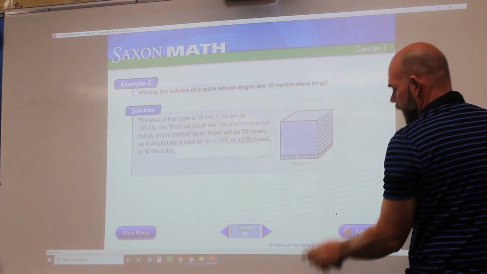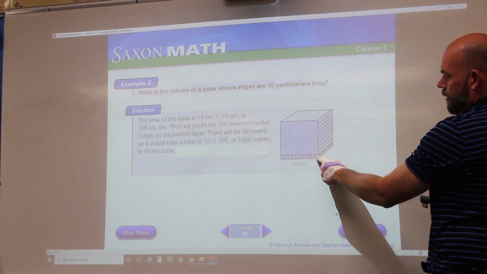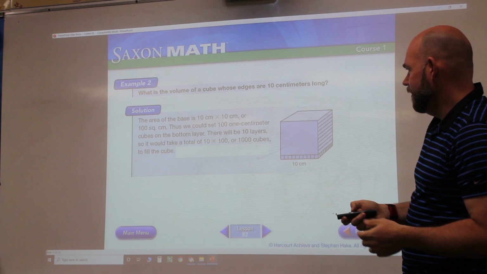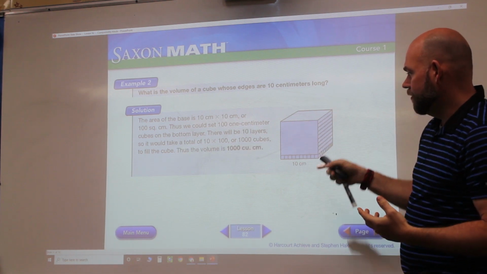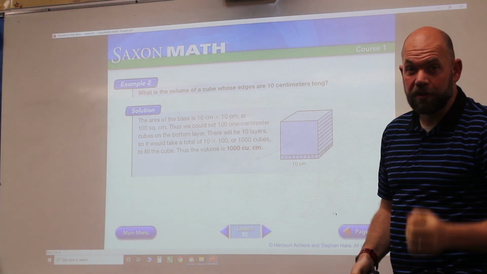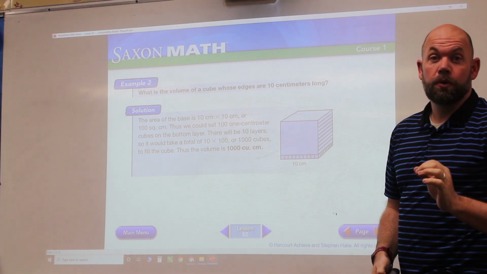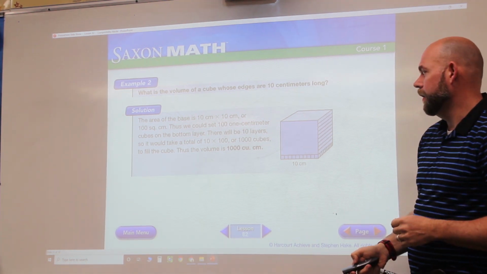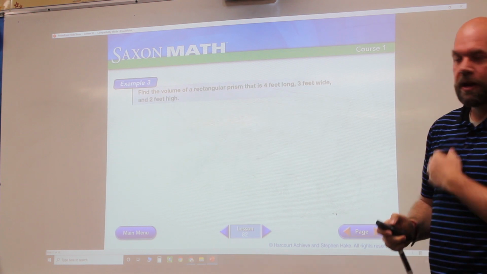Alright, so they're going to show in a diagram here. If you wanted to draw it out, you could draw all 10 centimeters over by 10 centimeters, go 10 centimeters up, and you would see that in that total box, there's going to end up being 1,000 little cubes. That's going to take you a long time to draw, so I don't recommend it. So it's good just to know the formula here. Alright, let's try another one.